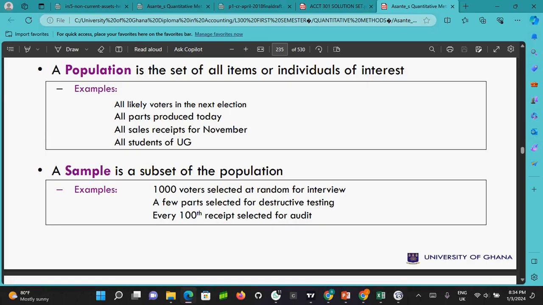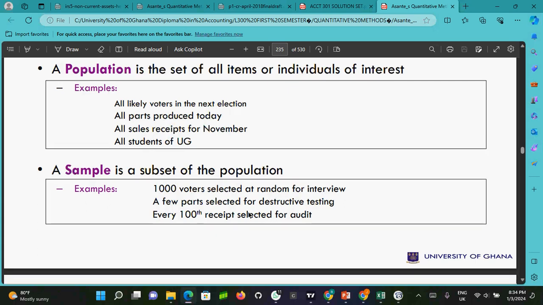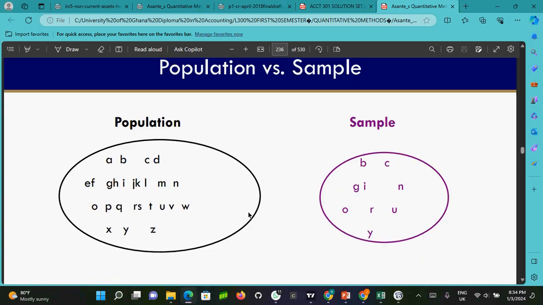And a sample is when we are selecting some of the population. So if you are selecting only 1,000 voters out of all the voters, that will be the sample. And if you are selecting a few parts for destructive testing, like cars in crash tests, we are selecting some parts there. And if we are selecting every 100th receipt for an audit, maybe the company has 1,000 receipts, so we are selecting every 100th one.